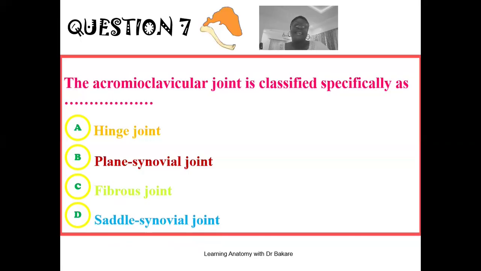The correct answer here as it relates to the classification of the acromioclavicular joint is that it is a plain type of synovial joint. We already also described these in details in our previous lecture on the shoulder girdle.